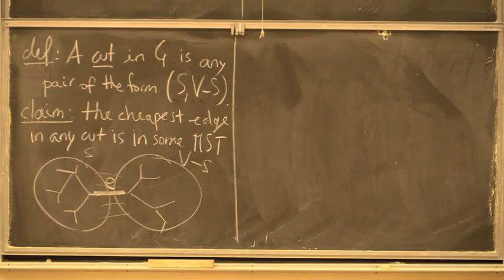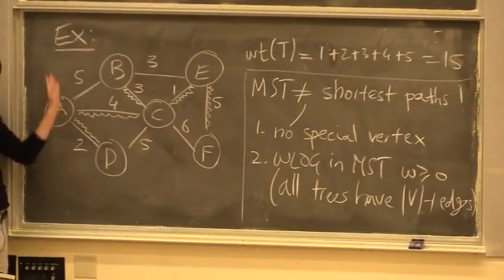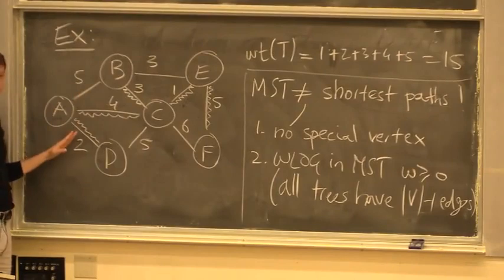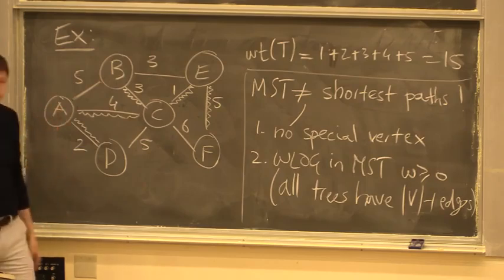Because I could have picked this cut, and among 5, 4, and 2, this was cheapest. It would have been also a reasonable starting point, okay? But it still doesn't tell me how to continue. But let's start with that one, okay?